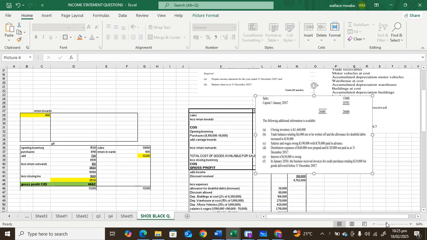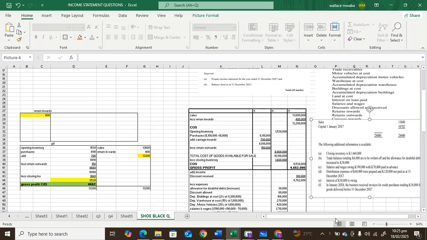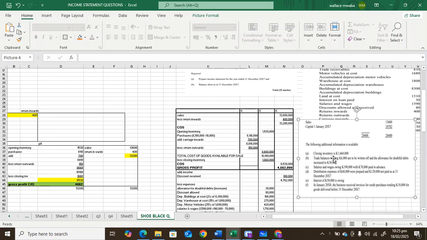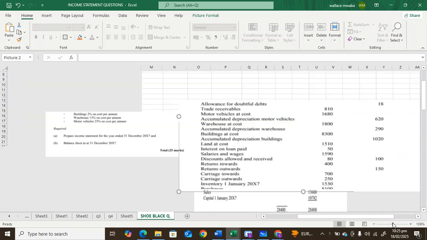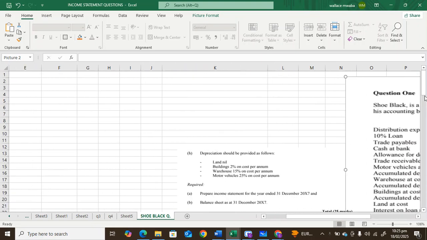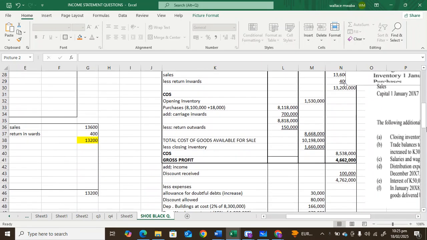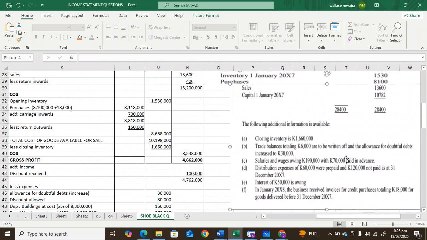Yes. So we're still dealing with this question for Show Black. Okay. We got the gross profit. Right now, we need to start the statement of profit or loss, where we calculate the net profit.